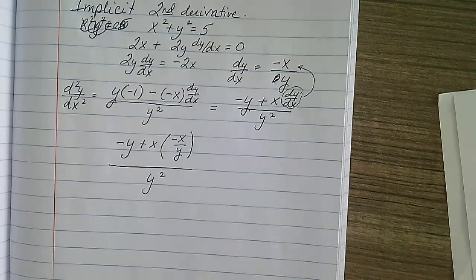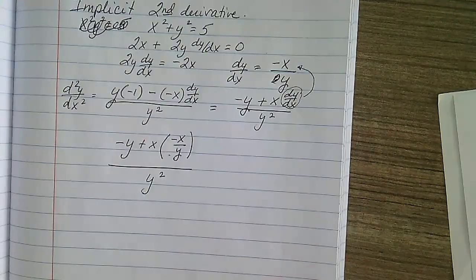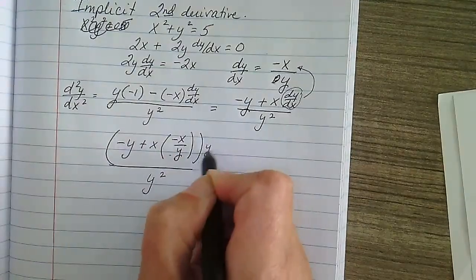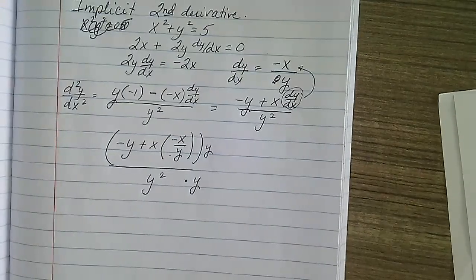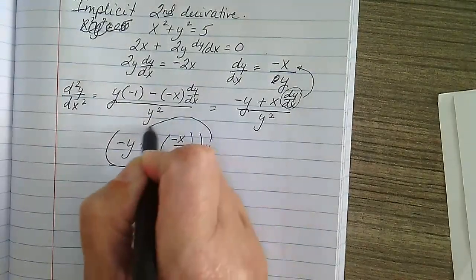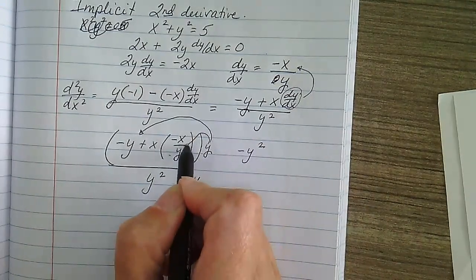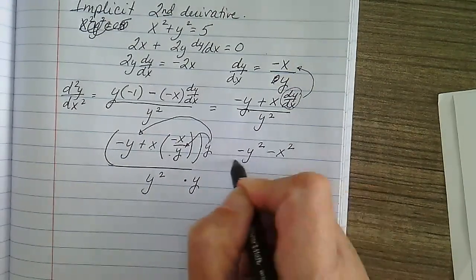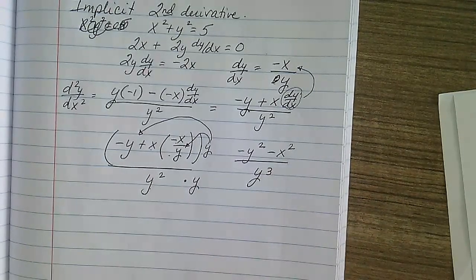So if I'm doing this one, this doesn't look very simplified. It's not wrong, but it doesn't look very simplified. The problem with it is this stupid y on the bottom. So how would I get rid of dividing by y? Would be to multiply by y. So if I multiply the top by y and the bottom by y, I'm not changing the problem at all. Does that make sense? So then I'm going to distribute the y times negative y would be negative y squared. The y times the y here is going to cancel. So see, I've got x times negative x. So that's going to be negative x squared over y squared times y should be y cubed. And that is my second derivative.